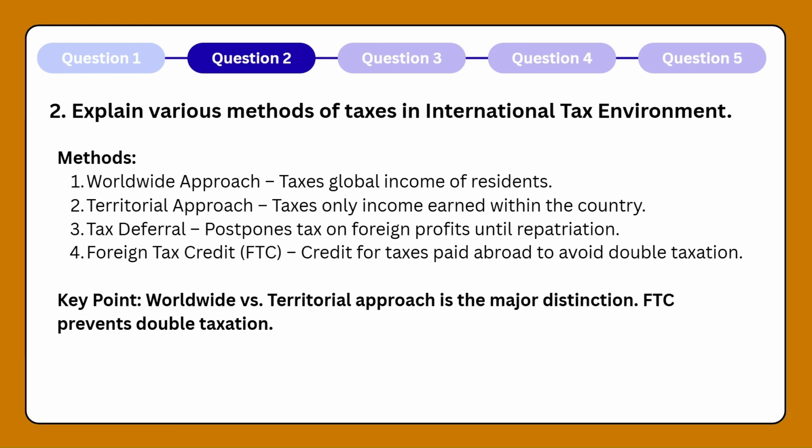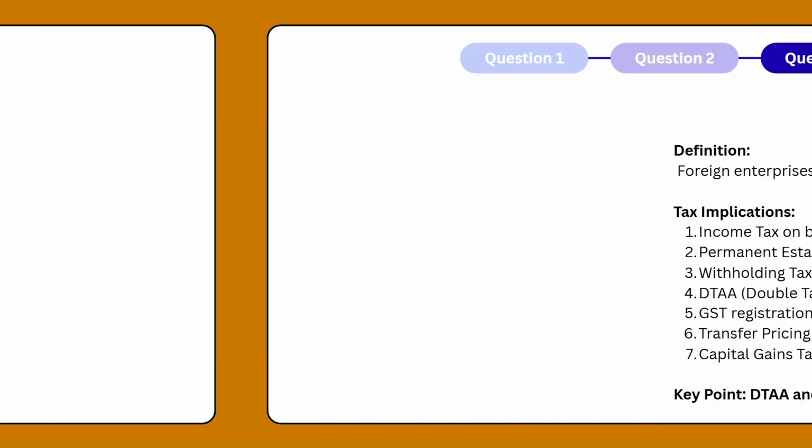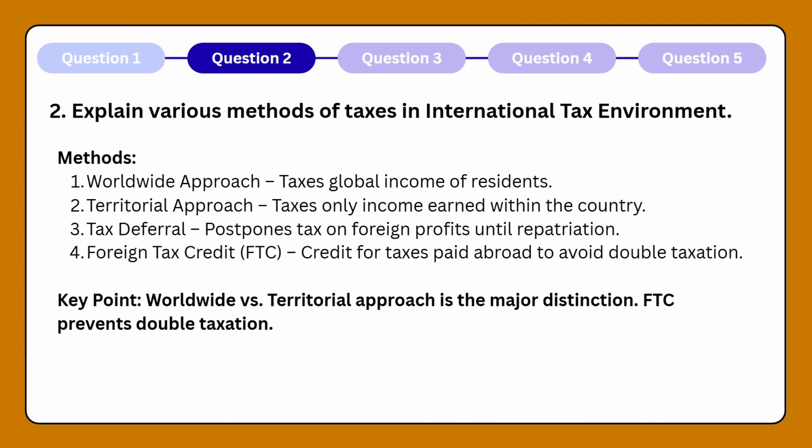Worldwide versus territorial is the most important contrast here. Learn that distinction clearly. Foreign tax credit is the solution to double taxation, which is another frequent exam point.